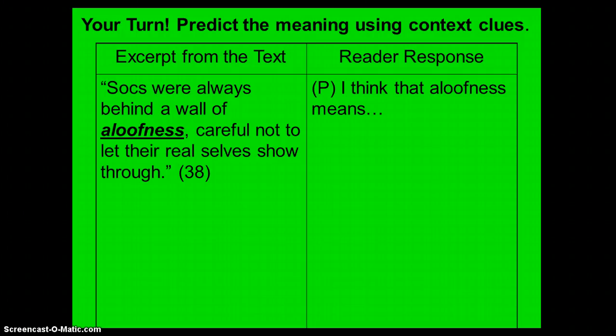And this time we look at the word aloofness. And the text said that Socs were always behind a wall of aloofness, careful not to let their real selves show through. And I would ask the students to record in their reader response journals what they think aloofness might mean. I would give them a few moments to do that, and then we would discuss together. This is our guided practice piece within the lesson.